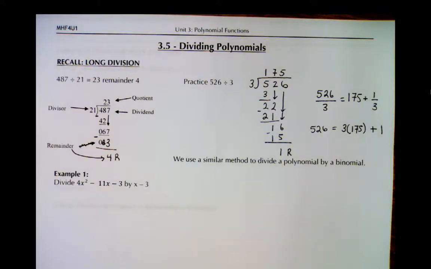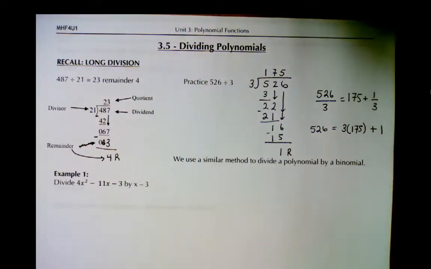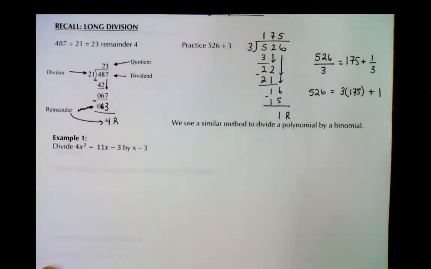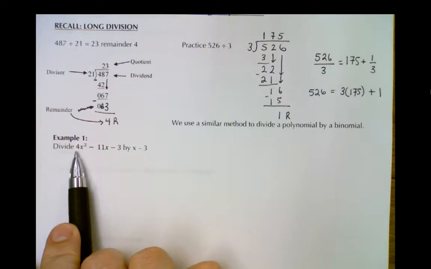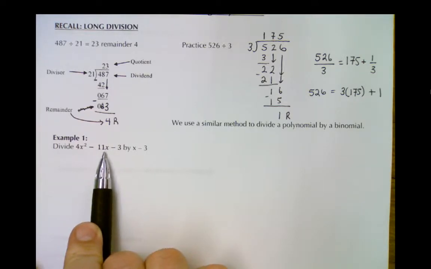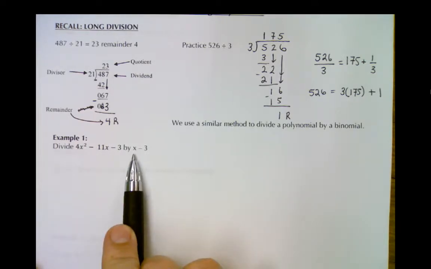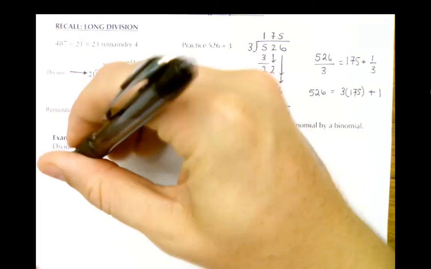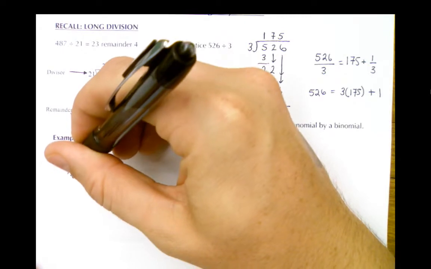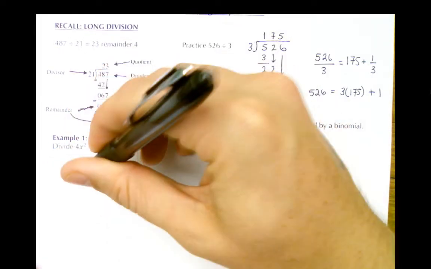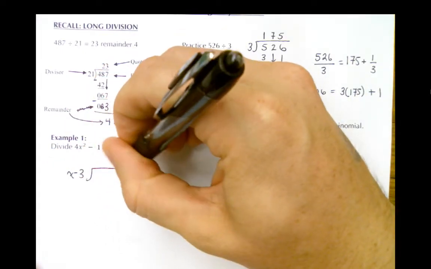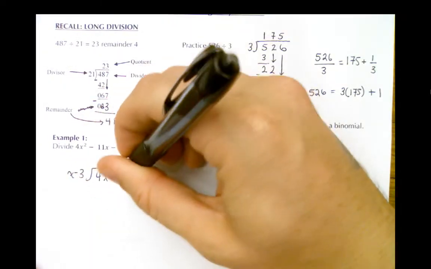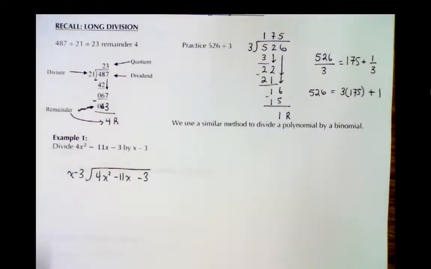So how do we apply this to polynomial division? Well, it's very similar. If we wanted to divide a quadratic, 4x squared minus 11x minus 3, by a binomial, x minus 3, we'd set it up the exact same way. x minus 3 is our divisor. Our dividend is 4x squared minus 11x minus 3.